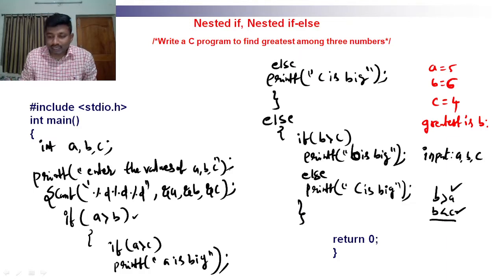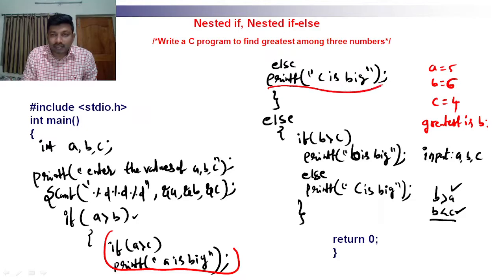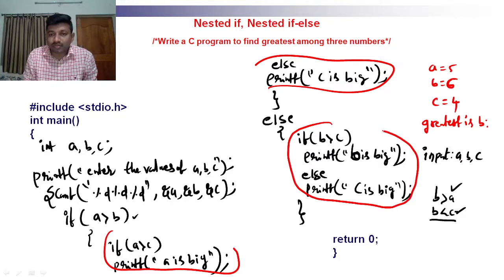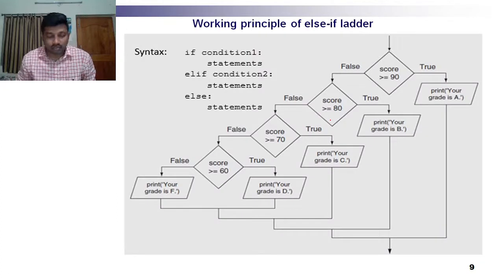So what I have written, in fact, if you observe it very carefully, I have written if else. You can see here, I have written this if else inside the if, and even an if else inside the else. So this we call nested if else. So let me move on to the else if ladder. Only leftover is the else if ladder.